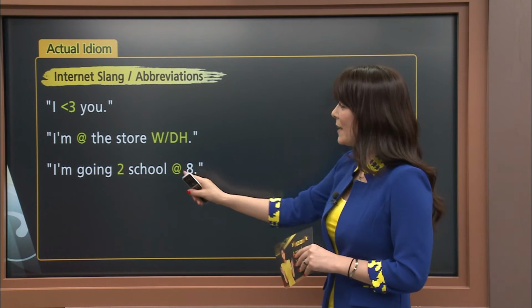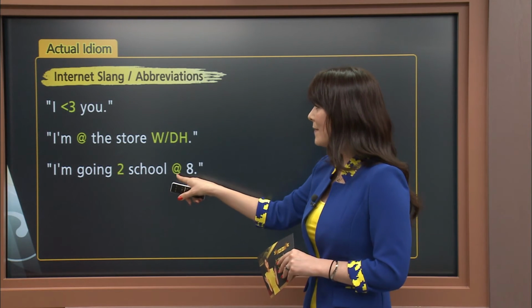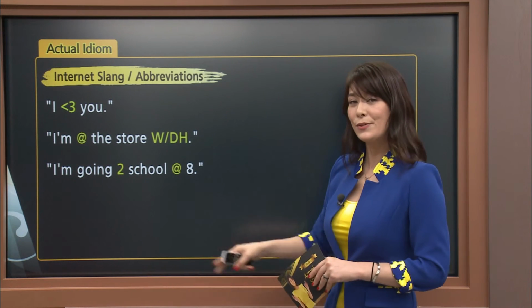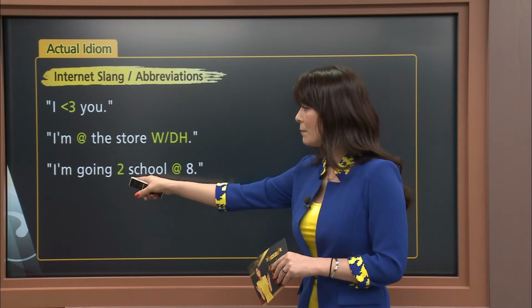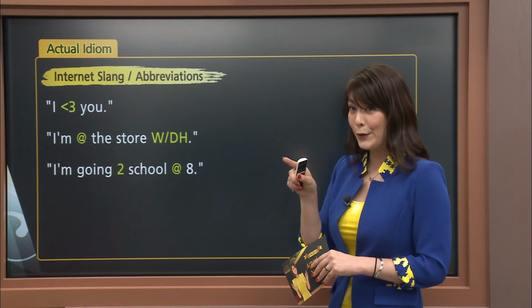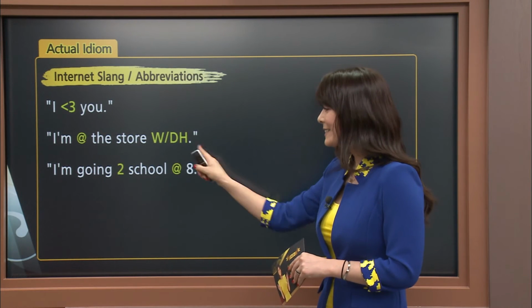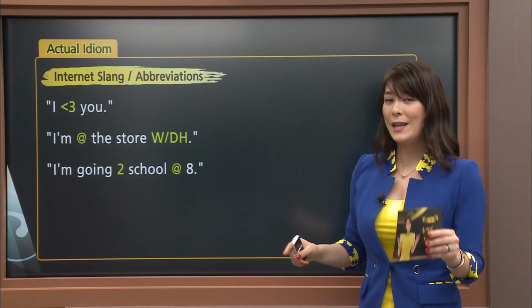All right, one more. I'm going to school at 8. So you can use to and these symbols in one sentence as well. I'm going, number 2, meaning TO, school at 8 o'clock. I'm going to school at 8.